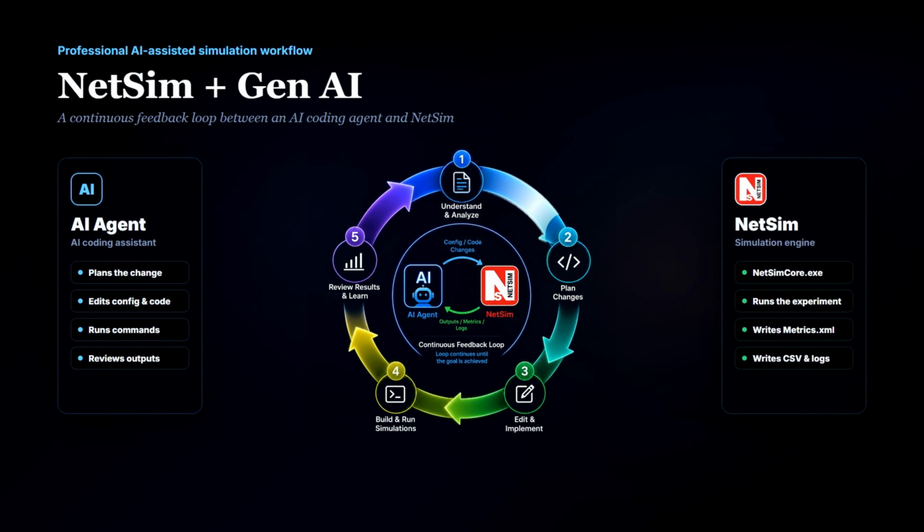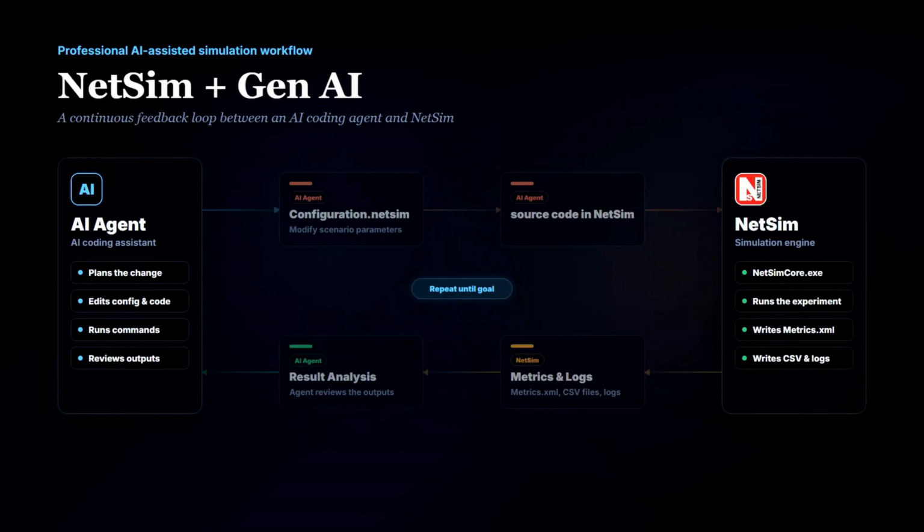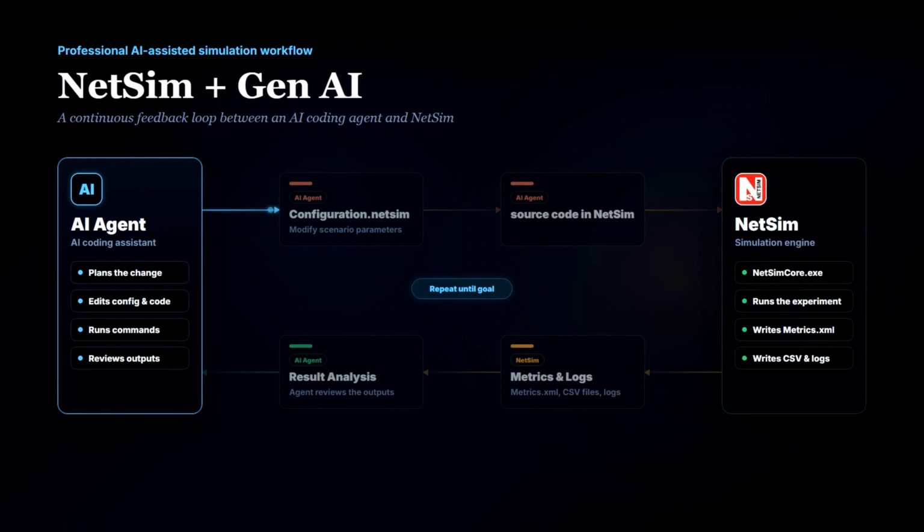NetSim GenAI connects an AI coding agent with NetSim in a continuous feedback loop. The agent starts by planning the requested change. It updates configuration.netsim to modify scenario parameters. When protocol behavior must change, it edits the source code in NetSim.